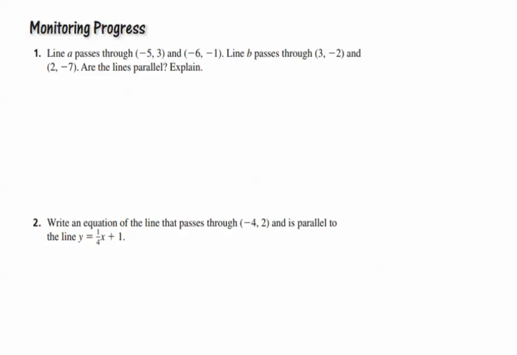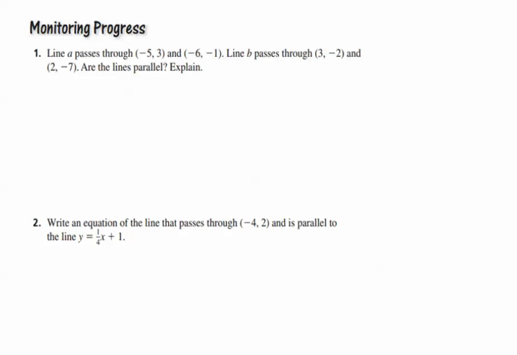Okay, then the next two problems are really meant to see whether or not you can do the same thing. So, number 1, monitoring progress. Line A passes through this point, negative 5, comma 3, and negative 6, comma negative 1. Line B passes through 3, negative 2, and 2, negative 7. Are the lines parallel? Explain.